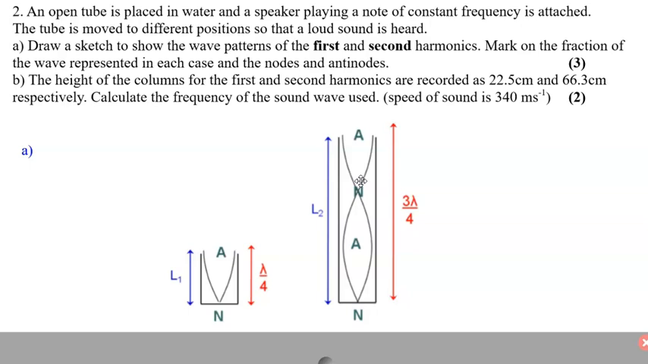Part B is the calculation that goes with this. It says the height of the columns is going to be L1 is 22.5 and L2 is 66.3. Now we did mention the antinode is slightly above the open end of the tube because we have what's called C, a correction factor. Now we don't actually have to worry about this. If we just compare these two and subtract one from the other, then the correction factor actually disappears.